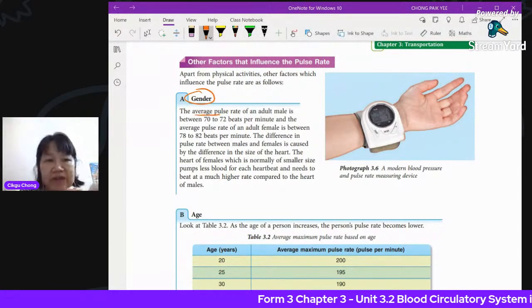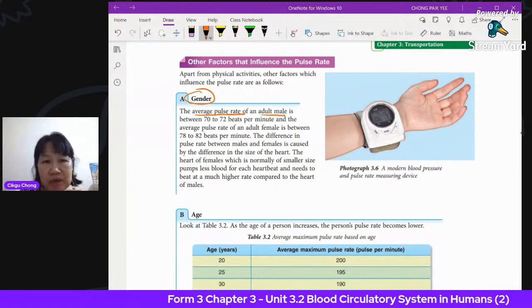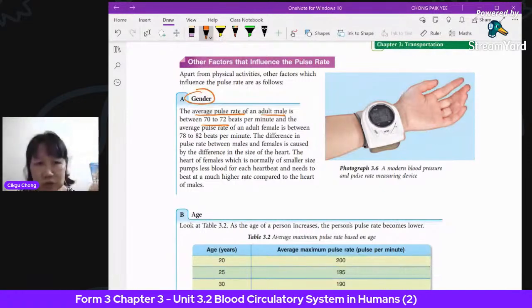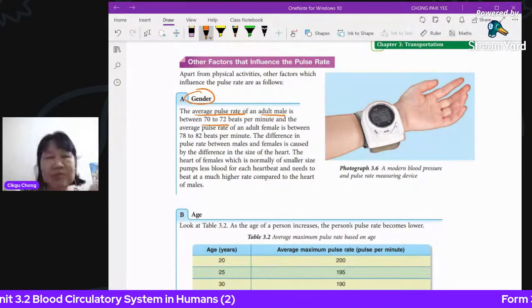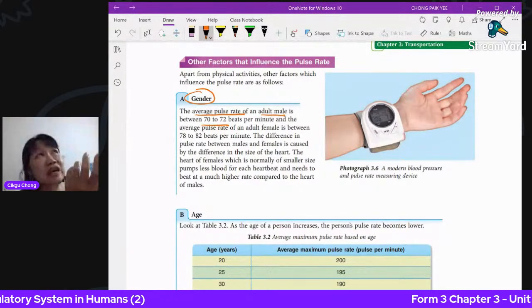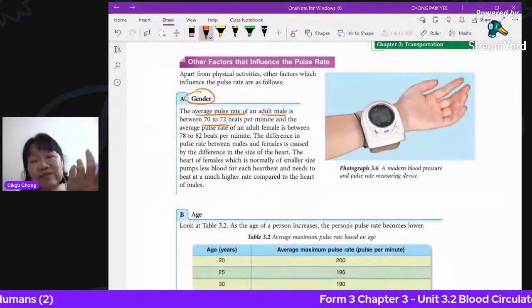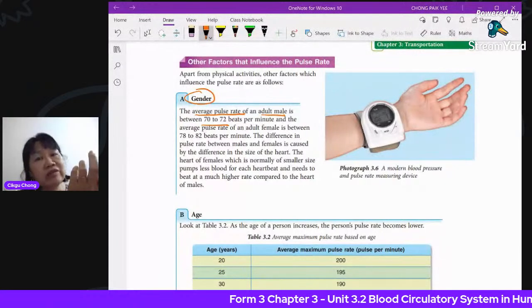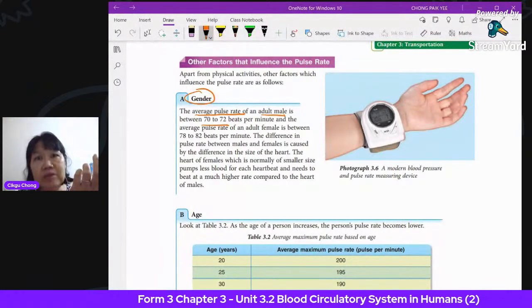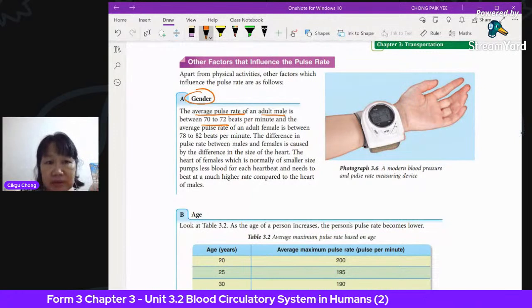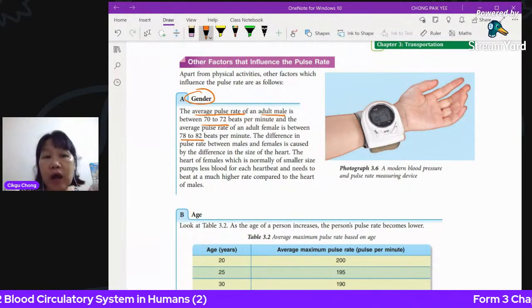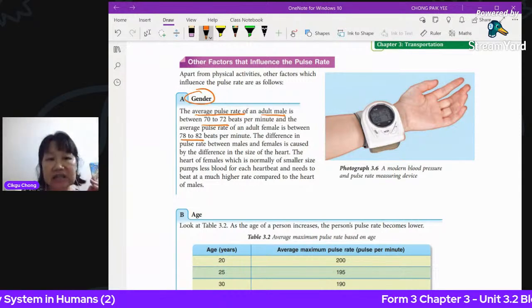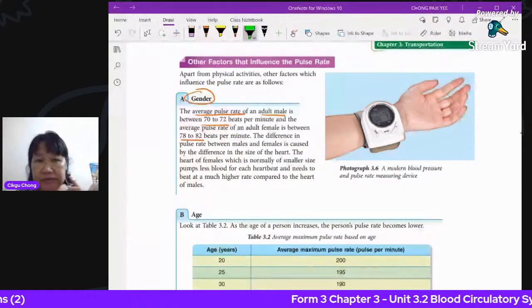The average pulse rate of an adult male is about 70 to 72 beats per minute. You can take your own later after you go back. You just look at the watch and start counting. First you find your pulse, then when everything is ready, you look at the clock and start counting how many times. For the female it's a little bit higher, 78 to 82. Now what's the reason? The reason is that there's a slight difference in the size of the heart.